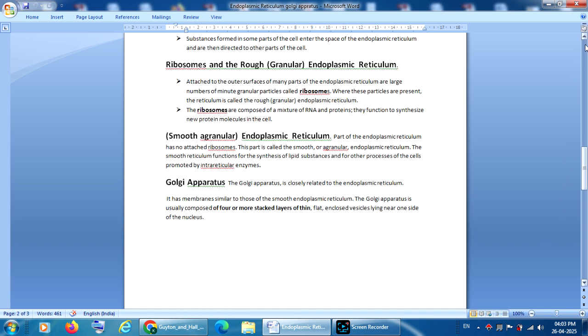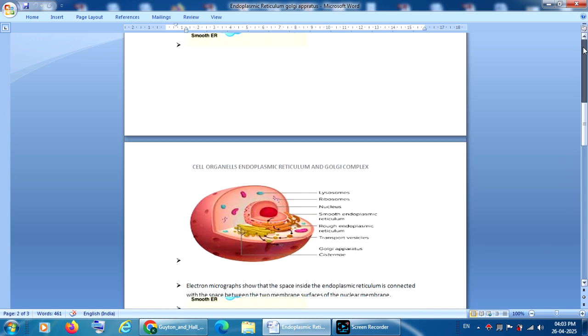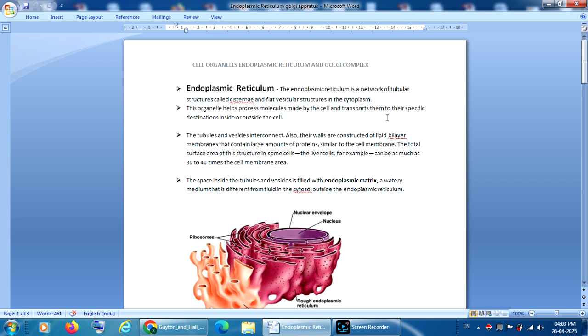So the take-home points are: the endoplasmic reticulum is a tubular structure called cisternae and flat vesicular structures in the cytoplasm. They are present enriching the nuclear envelope, and their cisternae are interconnected with the nuclear envelope. Understand? These endoplasmic reticulums are of two types. One is granular or rough endoplasmic reticulum. Another one is agranular or smooth endoplasmic reticulum.